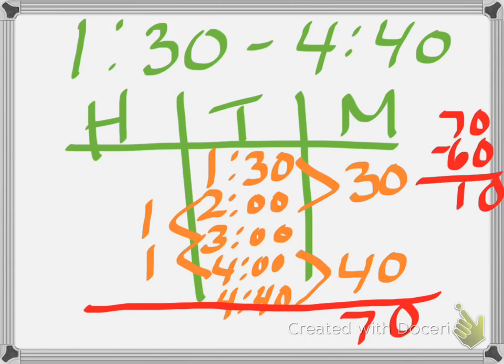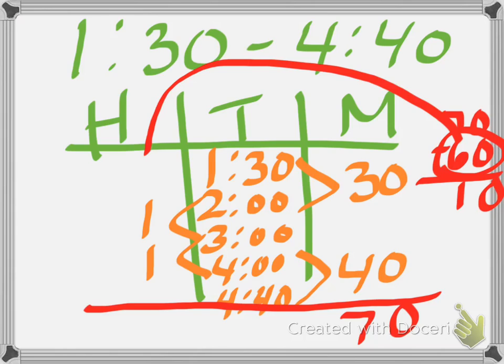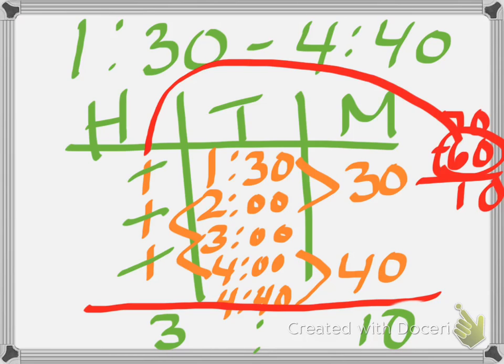So now we need to regroup. We have our 1 hour, our group of 60 minutes, and we need to bring it over here and add that hour over into the hours column. Now we took away 60 minutes. So how many minutes do we still have left? That's right, we have 10 minutes left. So how many hours do we have? 1, 2, 3 hours and 10 minutes. So our elapsed time from 1:30 to 4:40 is 3 hours and 10 minutes. Yay, good job if you got that one correct.